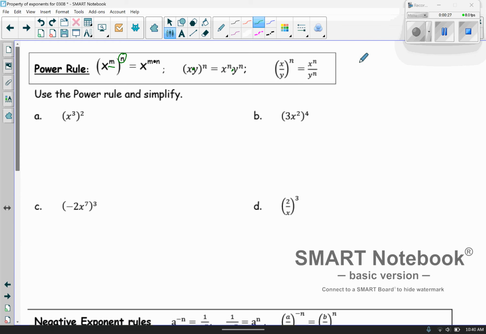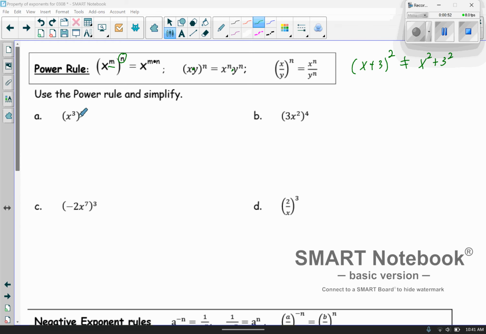I just want to make a note. We're going to see this later on. If I had something, for example, like (x + 3) raised to a power of 2, that is not equal to x squared plus 3 squared. So that distributing the power rule only applies when there's multiplication or division, not addition or subtraction. There's going to be a different approach to that, and that'll be covered in a later unit.